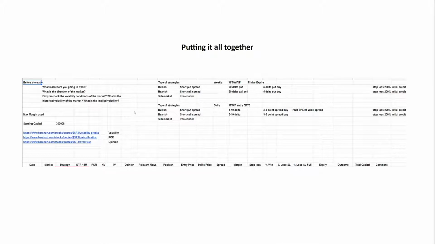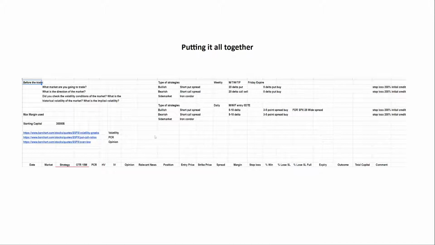As well, if you want daily, for example, we are going to look at 5 to 10 delta, and if it's SPY, we are going to look at 3 to 5 points spread for the buy, or 20 to 30 for the SPX. As well, we are going to have a stop loss of 200% of the initial credit.